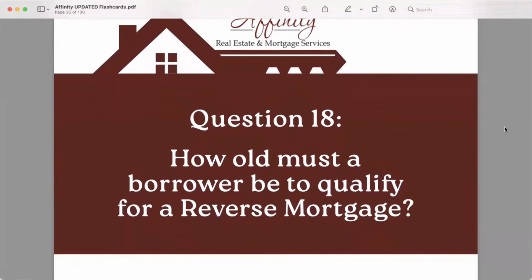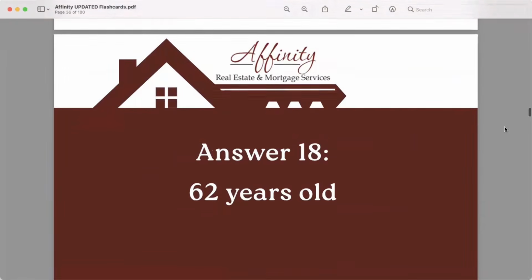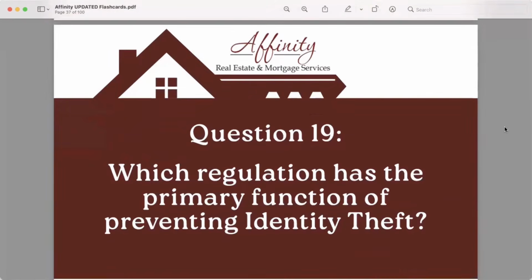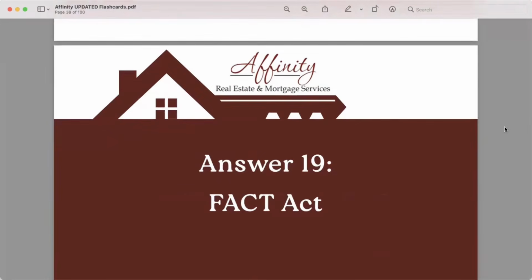Question number 18. How old must a borrower be to qualify for a reverse mortgage? The answer is 62 years old. Question number 19. Which regulation has the primary function of preventing identity theft? The answer is FACT Act.